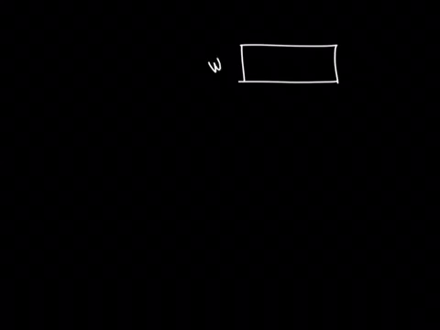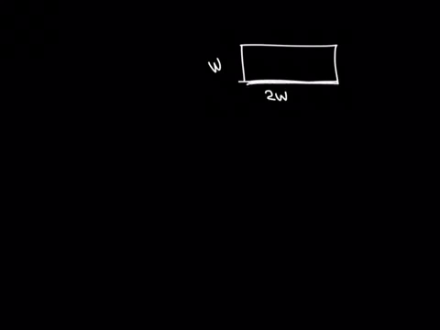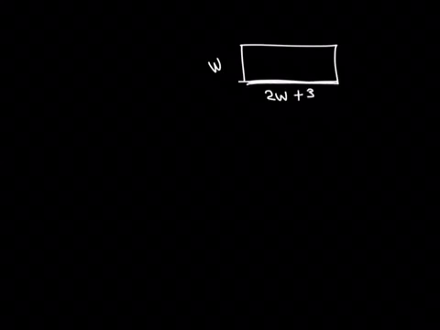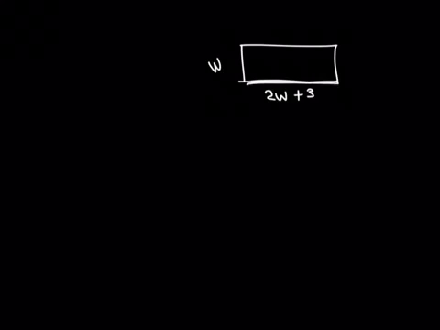What do we know about the length? It's 3 more than twice the width. Well, what's twice the width? 2W. And this length here is 3 more than twice the width. So there's the length of my rectangle.